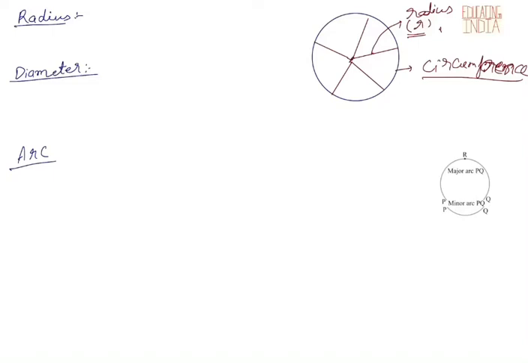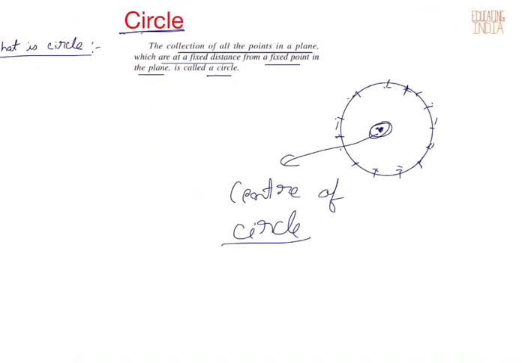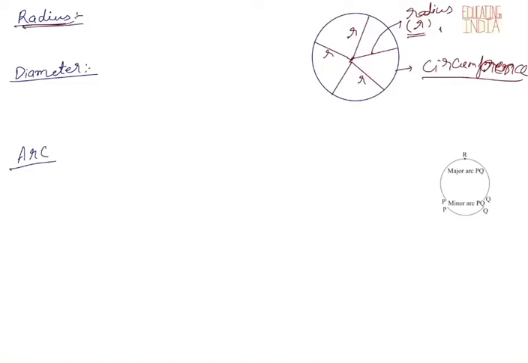All radii are of the same length. In a circle, all radii are of the same length. It comes from the definition of the circle. What is the definition of the circle? We said that all the points on this circumference are equidistant from this center. So from the center to any point we draw a line, it will have the same length, and that length is called radius.